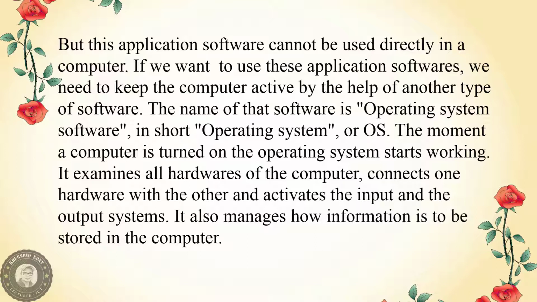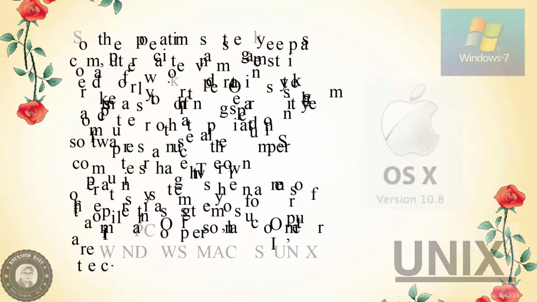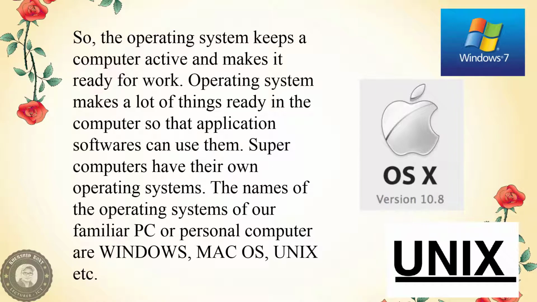It examines all hardwares of the computer, connects one hardware with the other and activates the input and output system. It also manages how information is to be stored in the computer. So the operating system keeps a computer active and makes it ready for work. Operating system makes a lot of things ready in the computer so that application softwares can use them. Supercomputers have their own operating systems. The names of the operating system of our familiar PC or personal computer are Windows, macOS, UNIX, etc.